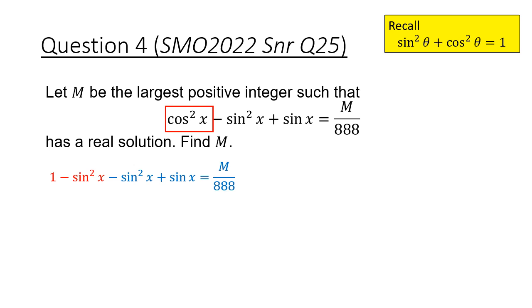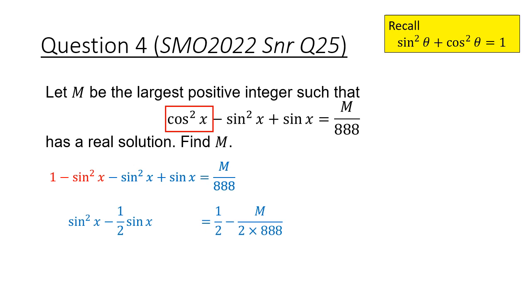Then to show that it has a real solution, you can either use the discriminant method, set the discriminant to be greater than or equal to 0, or you can try completing the square. So I'm going to do the completing the square. You can try the discriminant method on your own and you'll see that it's the same answer. So what I'll do first is I'll bring all the sine squared terms to the left-hand side, as well as all the sine x terms.